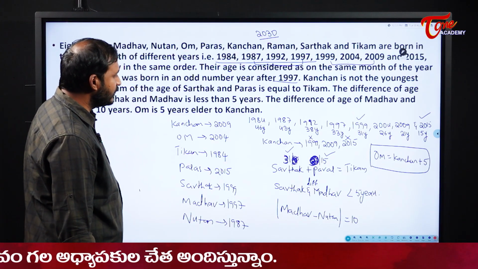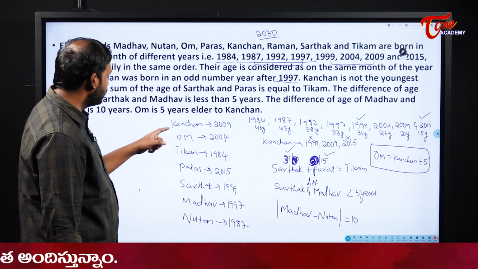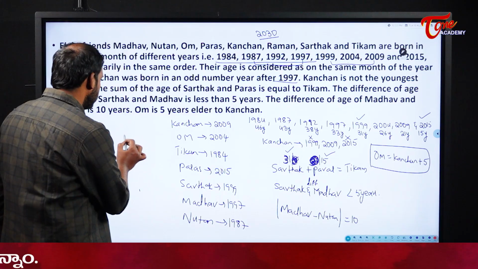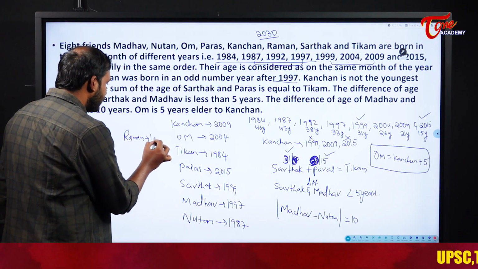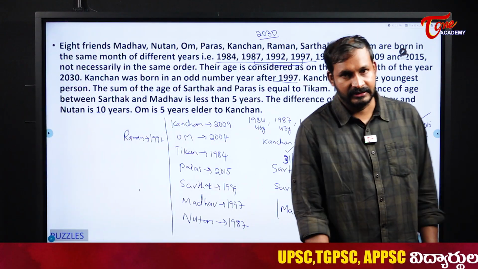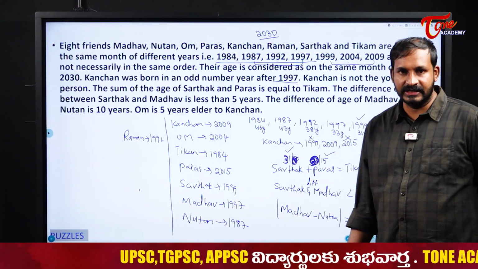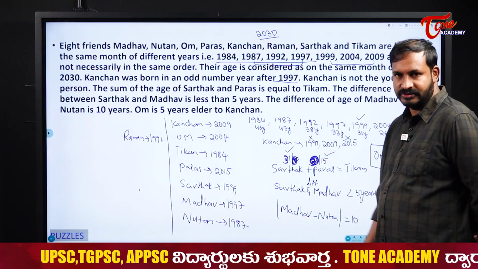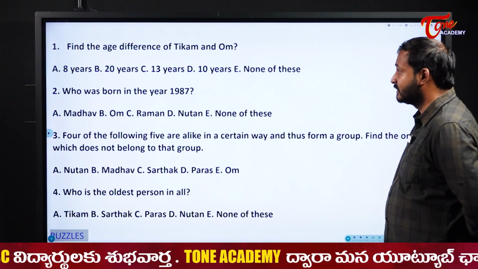1992. And the only person left for us is who? Raman. So Raman is in the year 1992. So these are their years of birth. So read the question carefully and check all the possibilities, students. Okay, now we will see the questions.